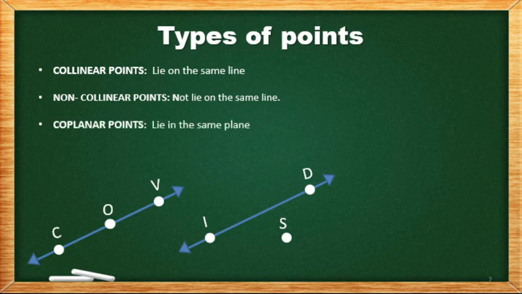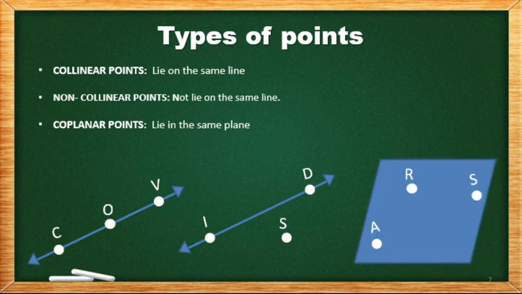The next one, coplanar points lie in the same plane. Look at the coplanar points. Point R, point A, point S. Ayan yung coplanar points na nasa isang plane. And observe the non-collinear points and coplanar points. May relationship sila sa isa, di ba?